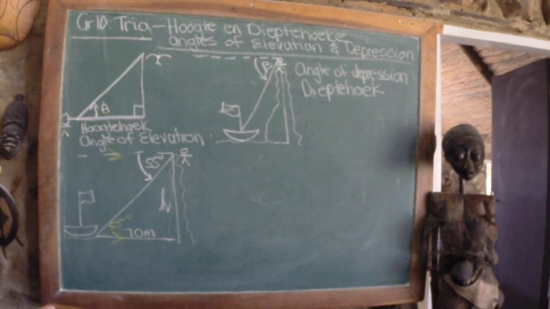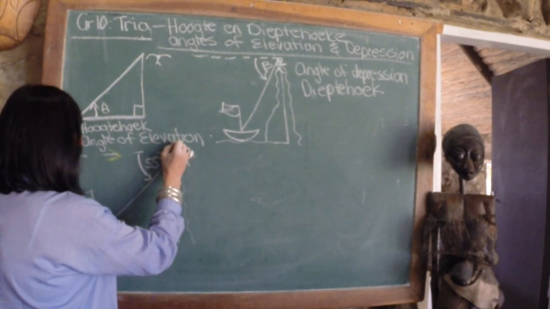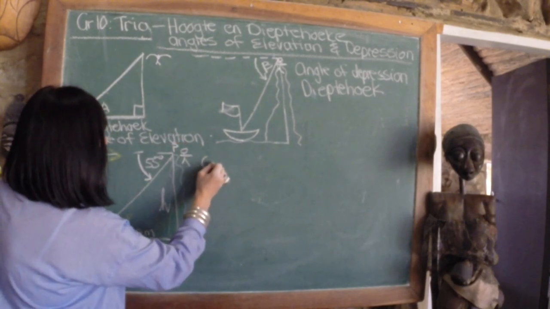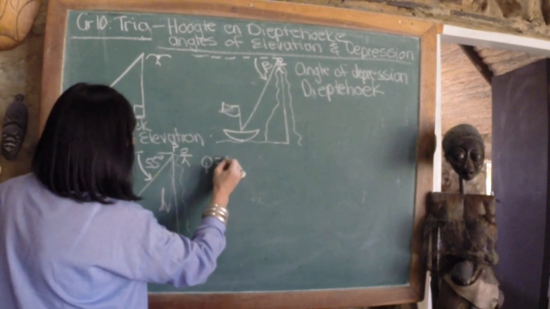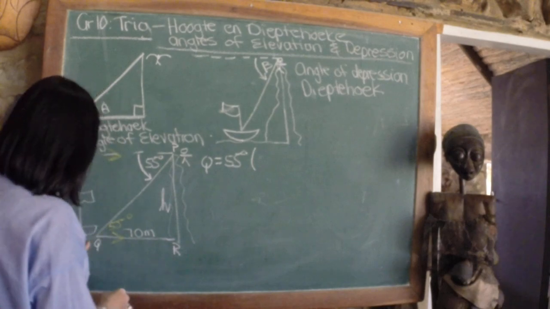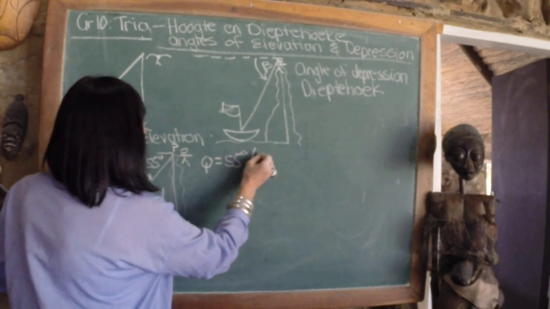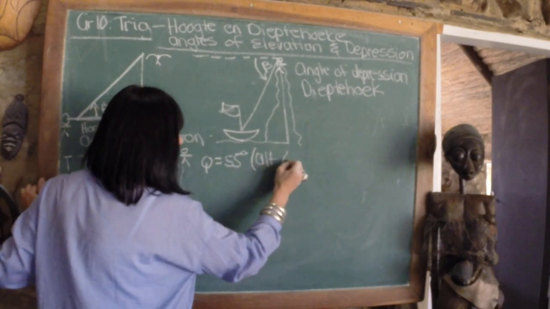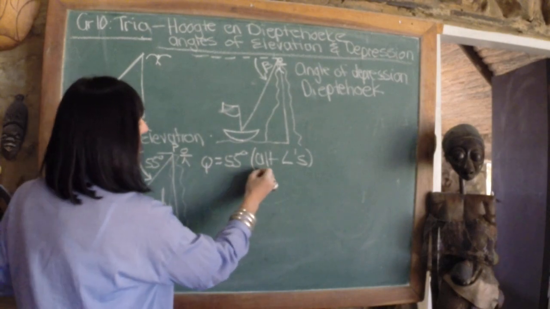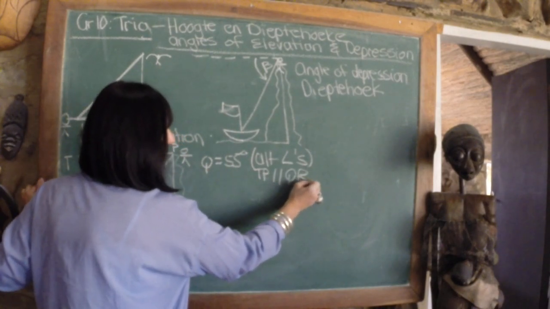That angle is 55 degrees, and let's name this triangle PQR. Angle Q equals 55 degrees. The reason for that, let's name that horizontal T over there, is alternate angles, verwisselende hoeke. Hoekom? Want TP is ewewydig aan QR.